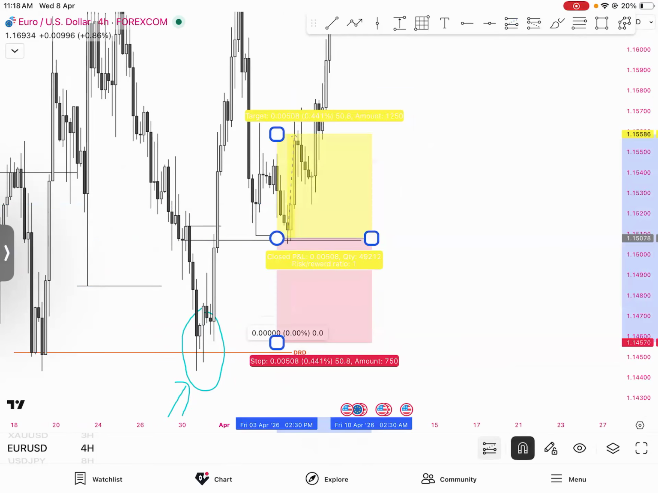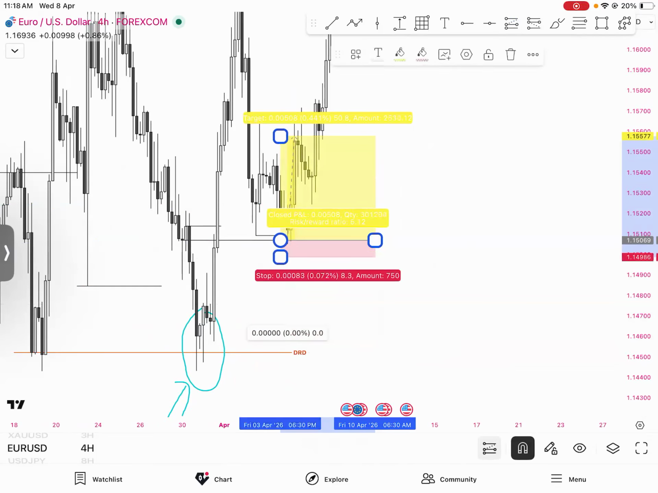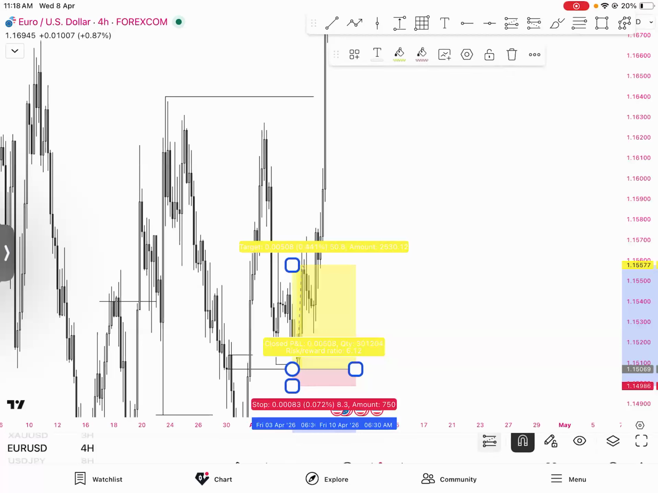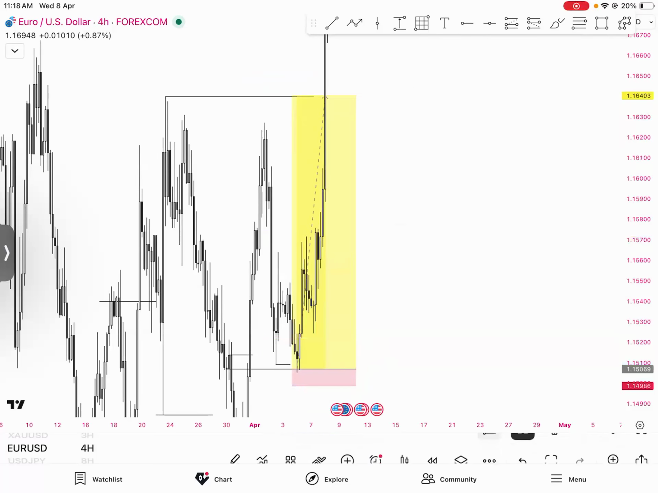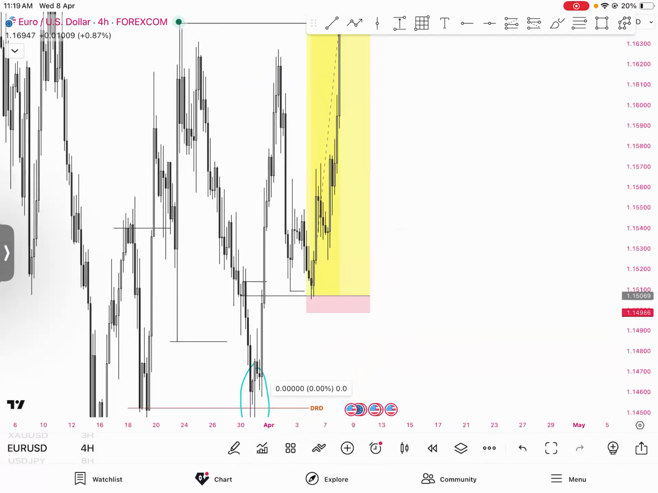If we take a trade by this level, you can place your stop loss below the key level, and you can beautifully place your target here. That would be easily 15 to 16 or so.